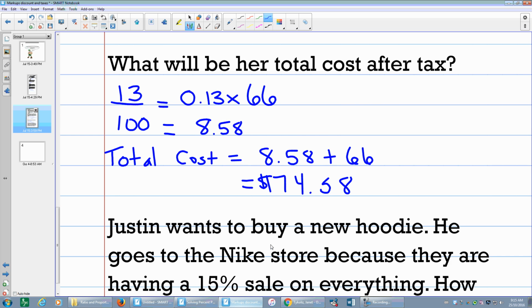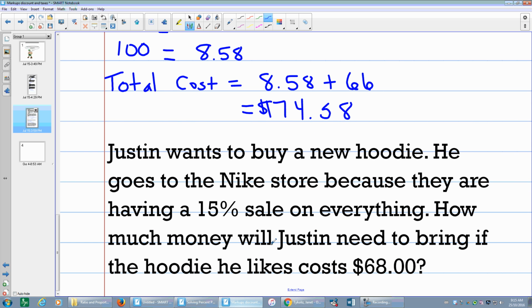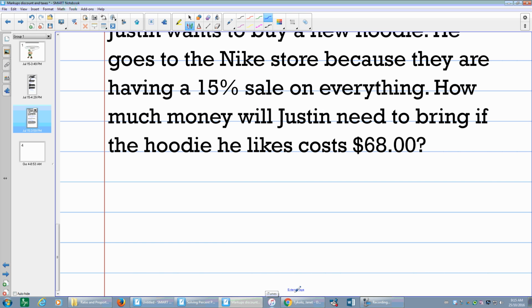Okay, our last example says, Justin wants to buy a new hoodie. He goes to the Nike store because they are having a 15% sale on everything. How much money will Justin need to bring if the hoodie he likes costs $68? Okay, so we're going to assume that $68 is the regular price. So I need to figure out, what is that going to cost on sale? So step one is I have to find the sale price.